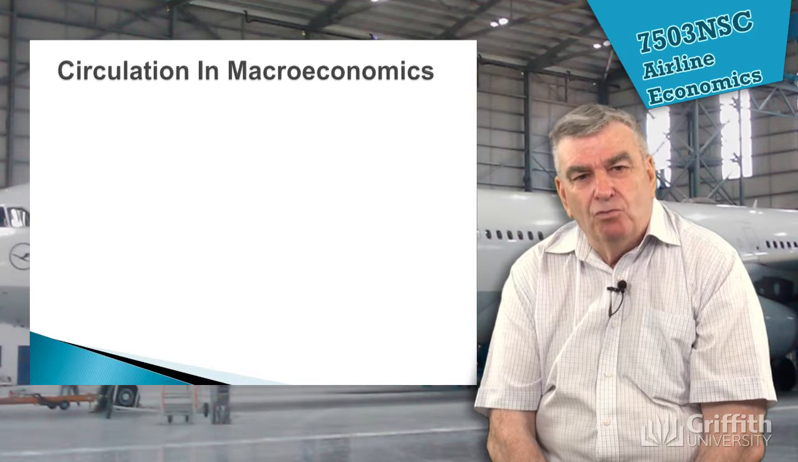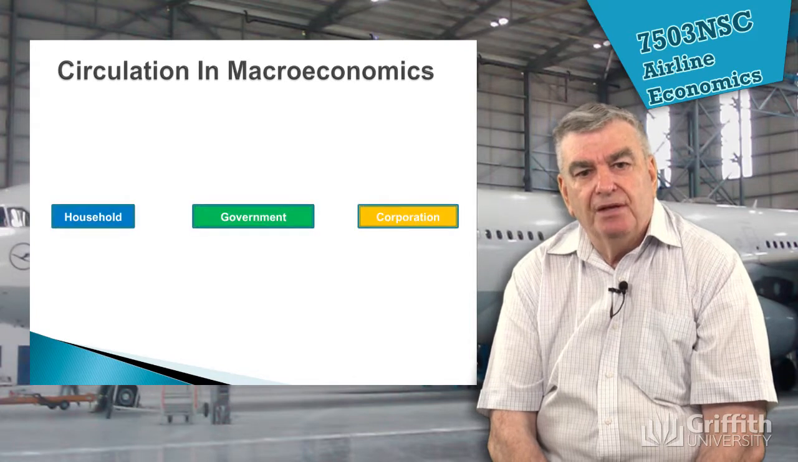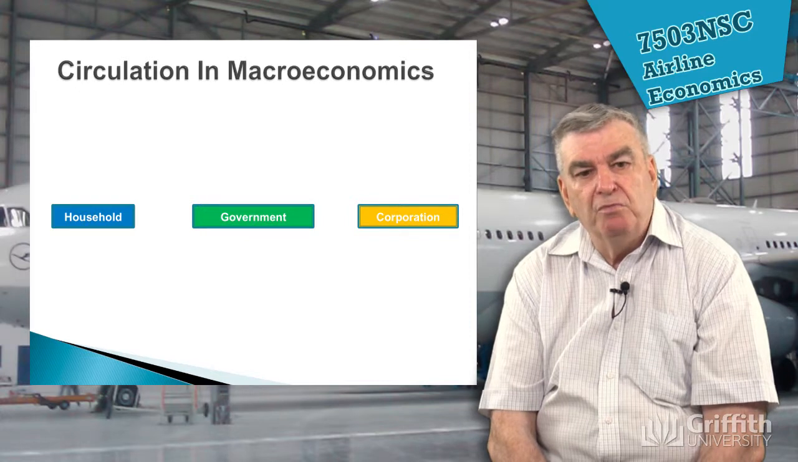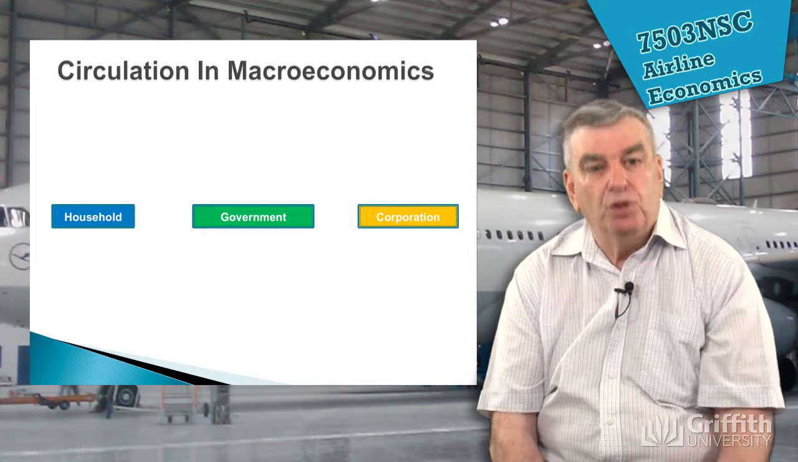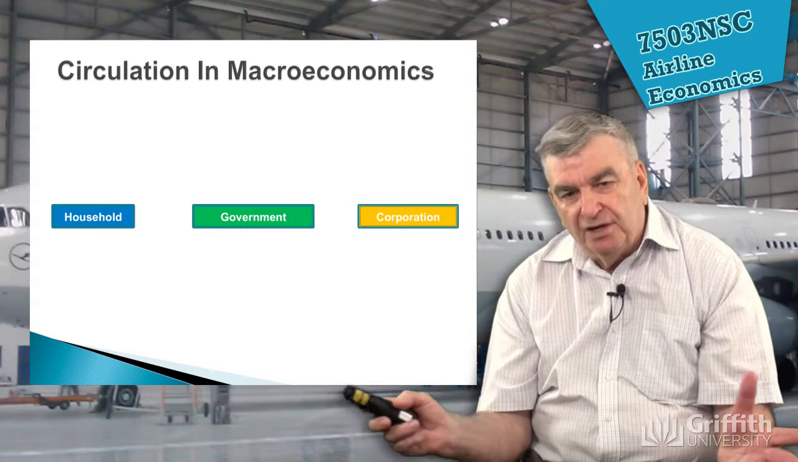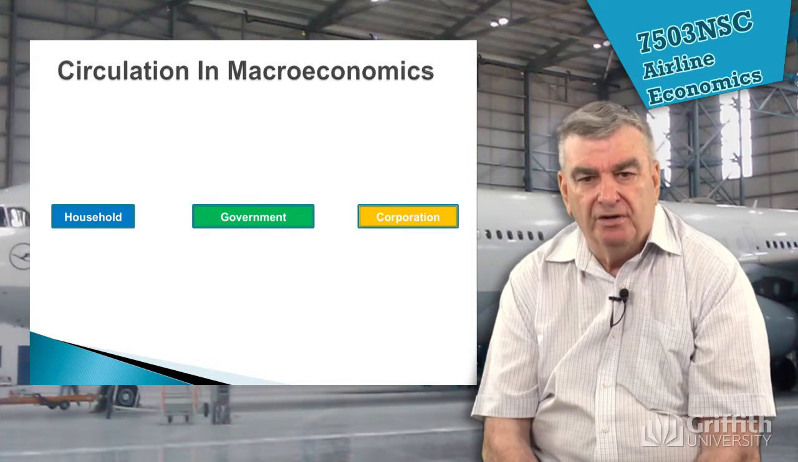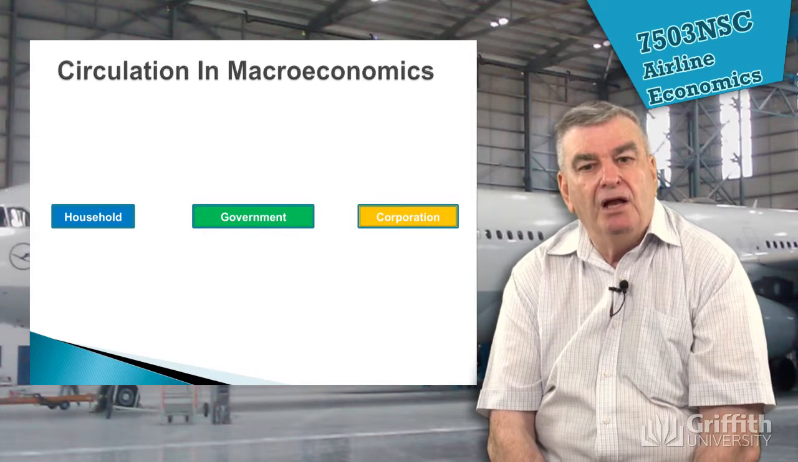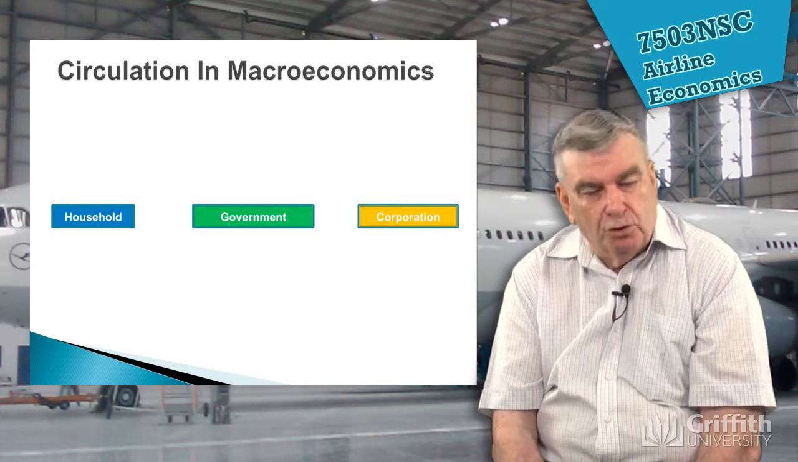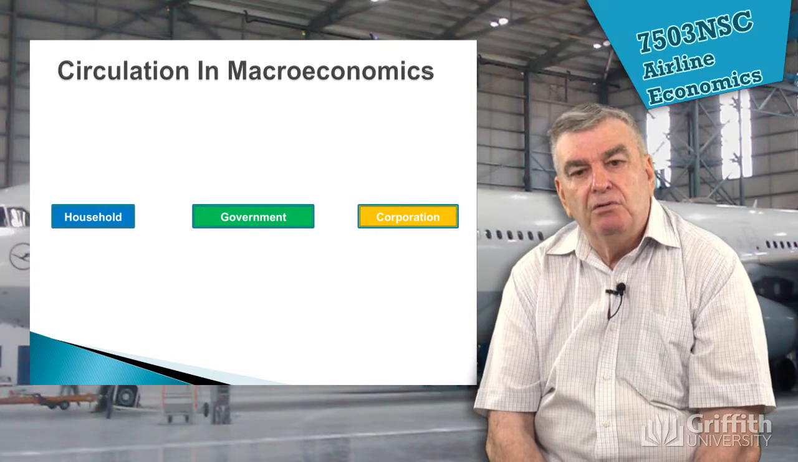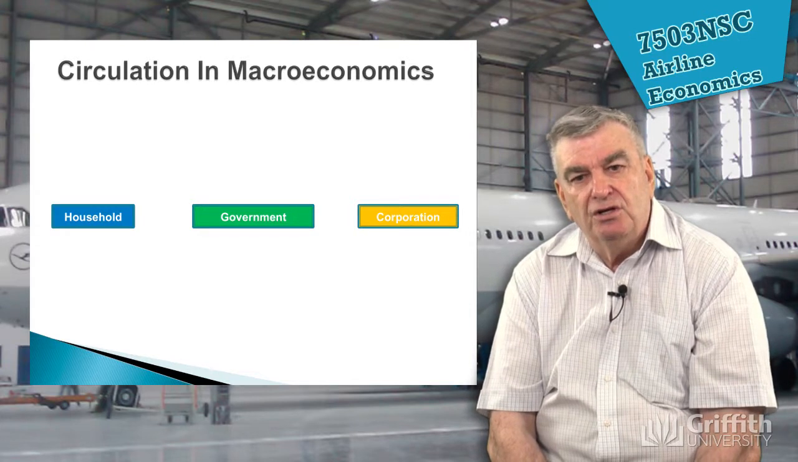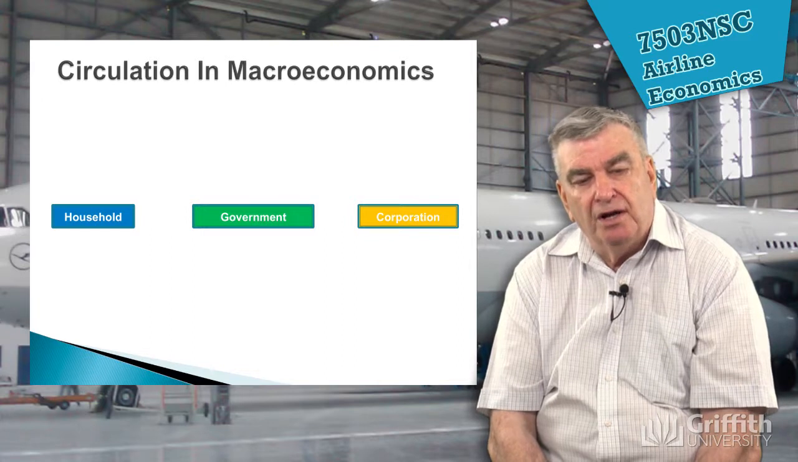And of course, what we study is circulation. And if we look at a simple model, we simply say that we've got three major areas. We've got the household, you're part of a household. We've got the government, and we all know who our parent governments are. And we've got the corporation, and that can be any company that we wish to think of. Of course, we're generally talking about organisations in aviation that go to earn money.